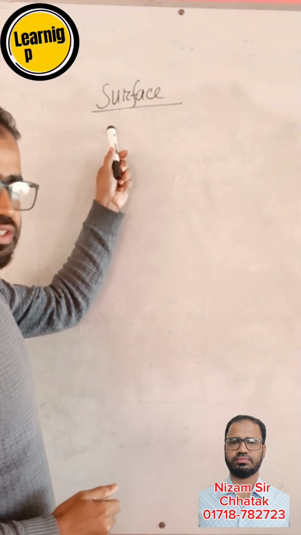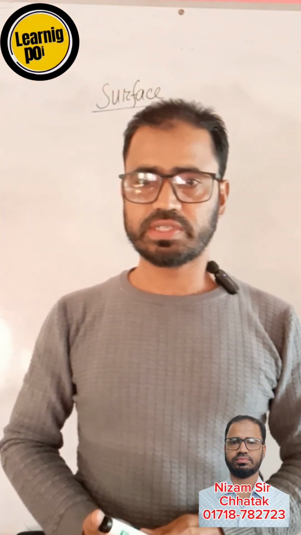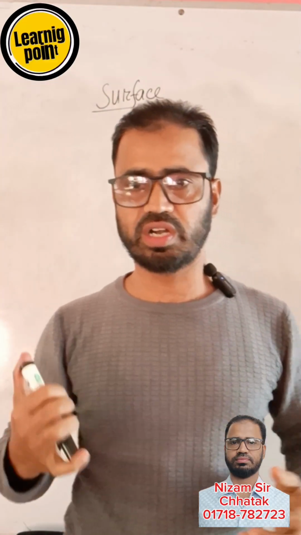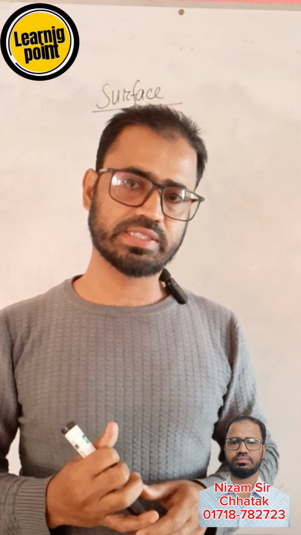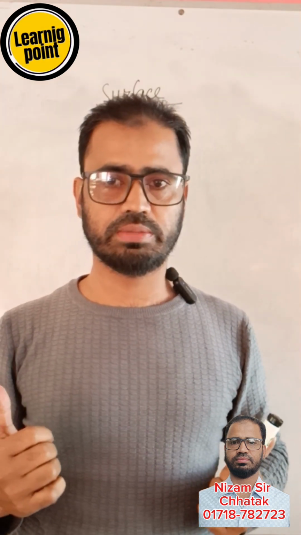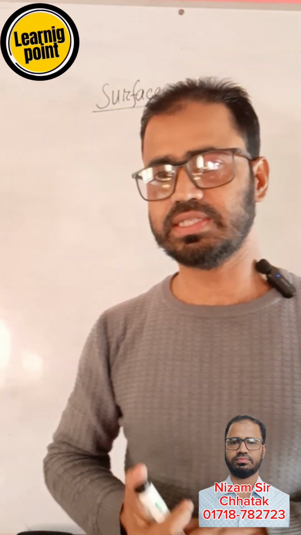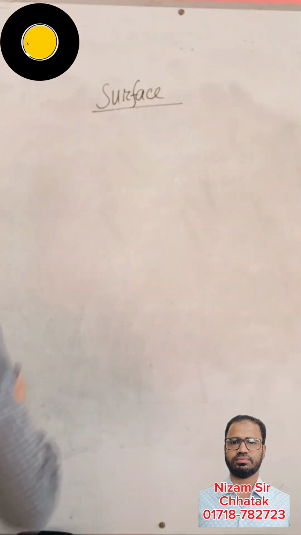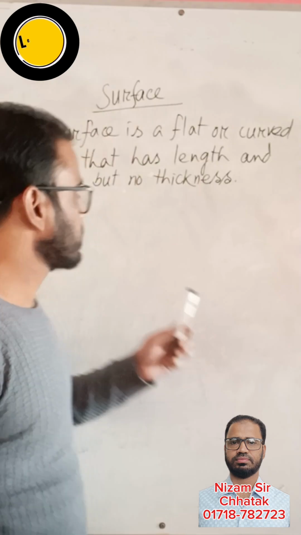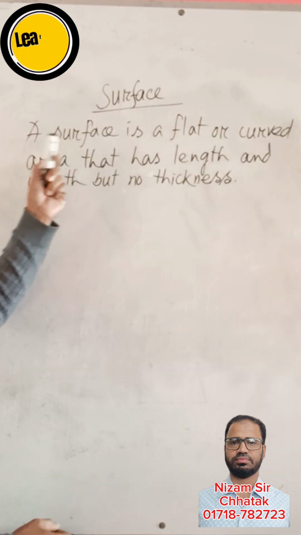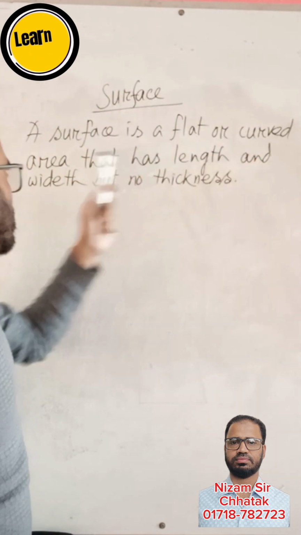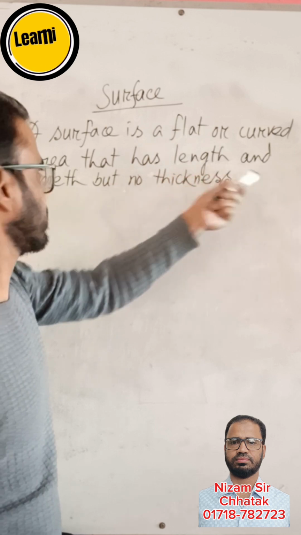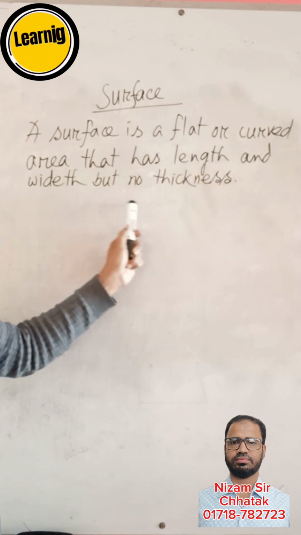What is a surface? A surface is a flat or curved area that has length and width, but no thickness. This is the definition of surface. Let's write it down. So this is the definition: a surface is a flat or curved area that has length and width, but no thickness.